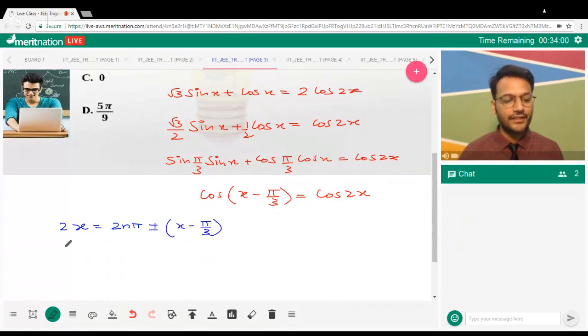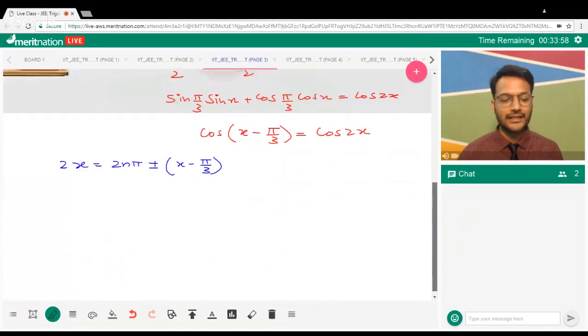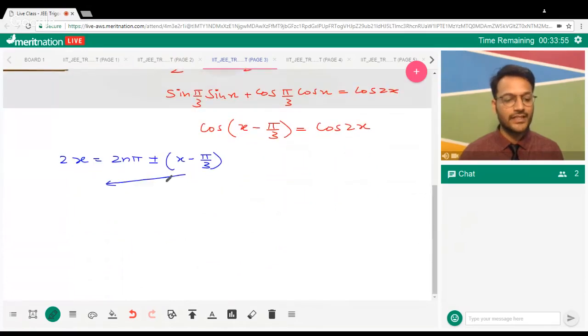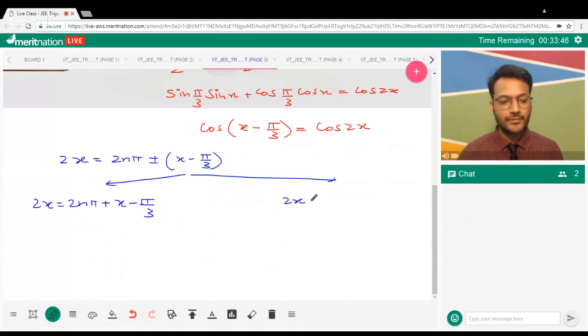So if I solve it further, I can basically break it into two parts. One with a positive sign, one with a negative sign. So let's go ahead and do it. So 2x is equal to 2n pi plus of x minus pi by 3. Similarly, 2x is equal to 2n pi minus x plus pi by 3. This is what you're going to have.